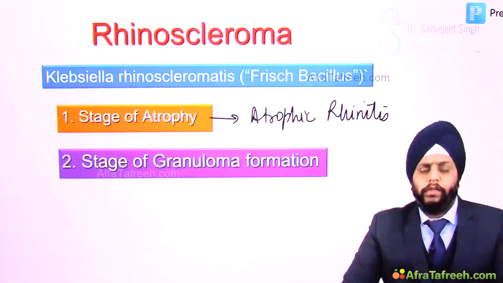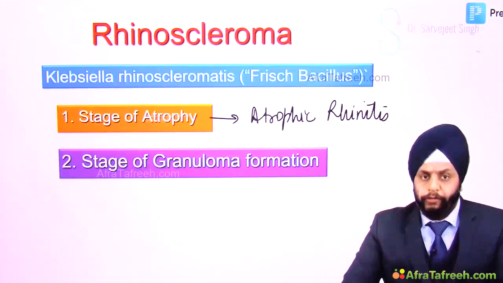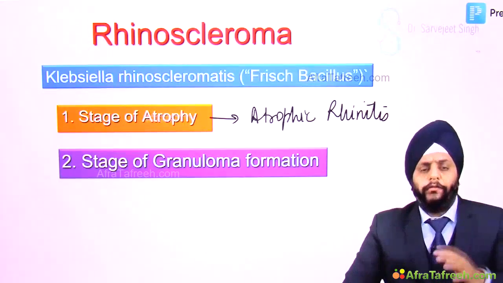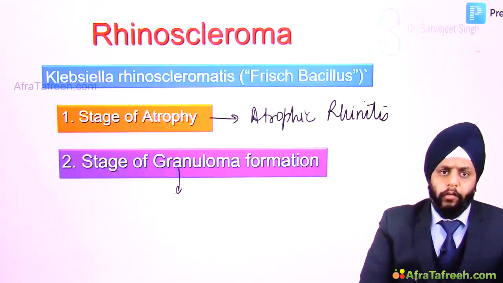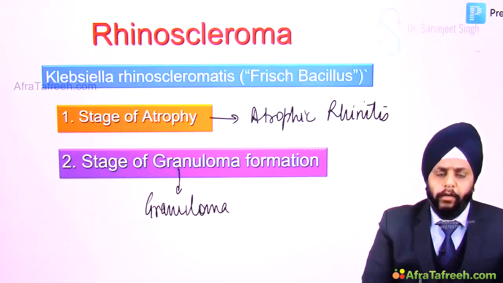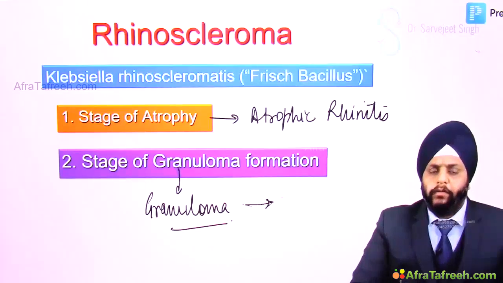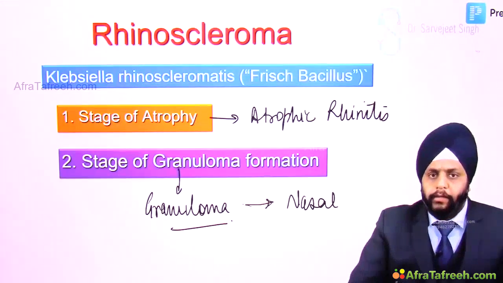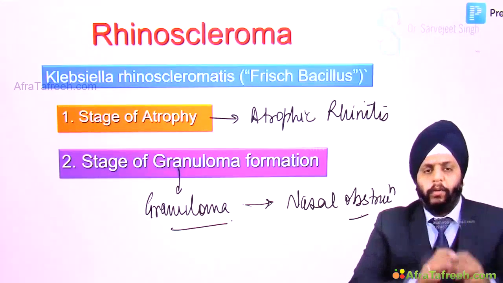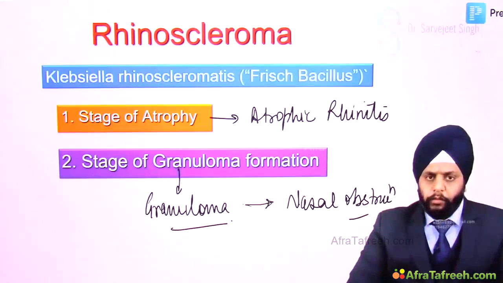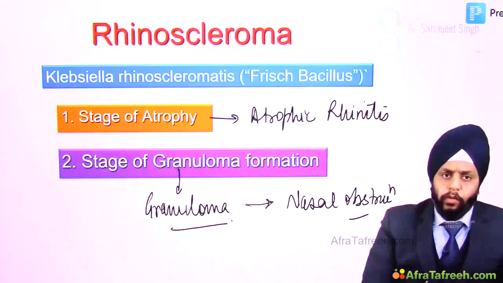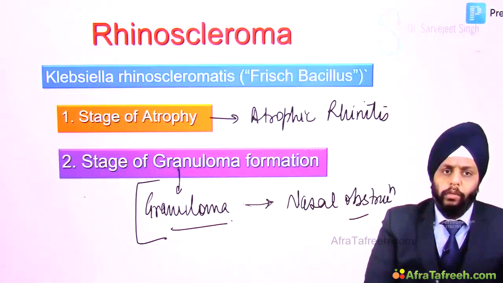Stage 2 is the stage of granuloma formation. Now there is formation of granulomas in the nose. These granulomas, what will they do? They will block the nasal cavity. The patient will have a complaint of nasal obstruction. Right? They block the nasal cavity. How will we make a diagnosis? To make a diagnosis, what do we have to do? We have to do a biopsy.